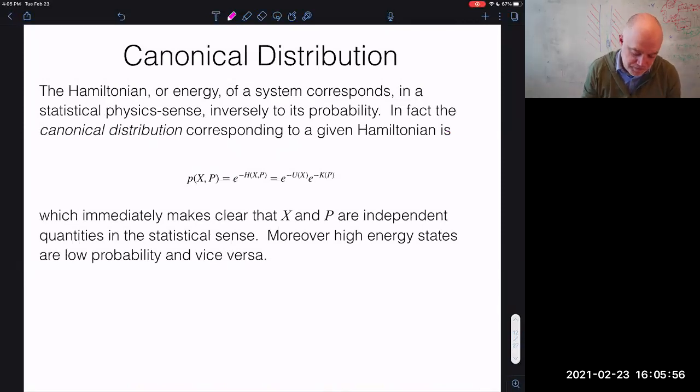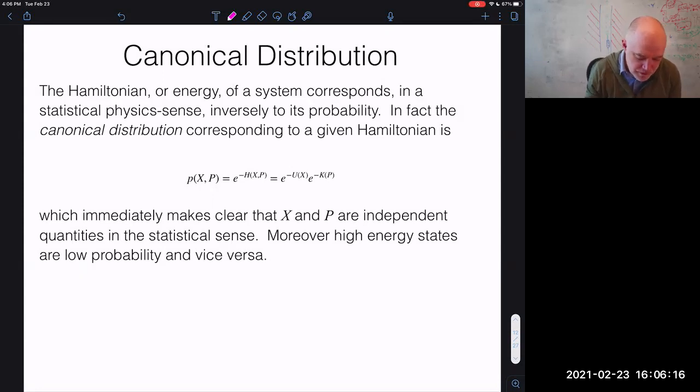Okay, so many of you probably have intuited or know or have heard that the energy of a system or the Hamiltonian of a system corresponds in a statistical physics sense inversely to its probability, right? That's maybe not terribly surprising if you think about it. It's intuitive anyway.